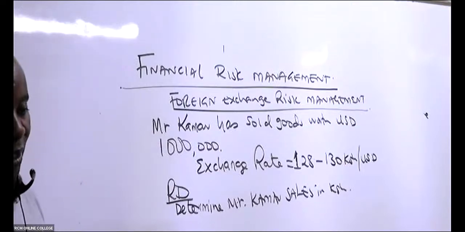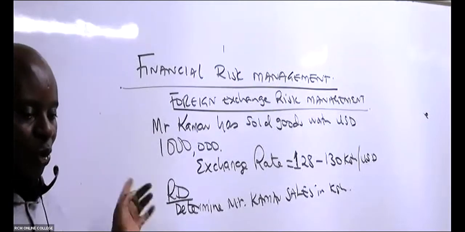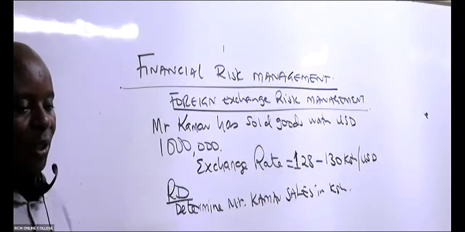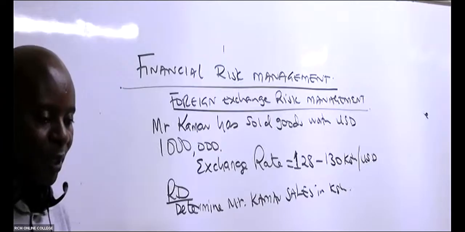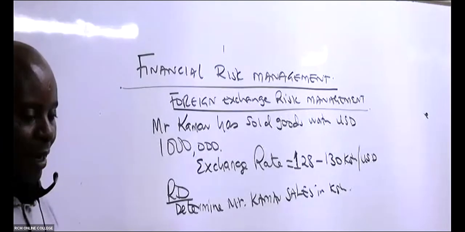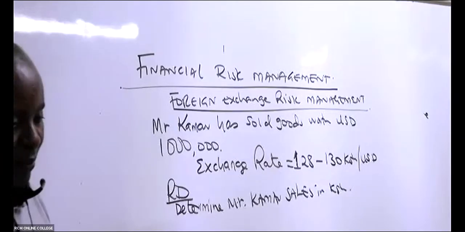Have you written this? Before I do the introduction to this topic, I want us to solve this question. Mr. Kamau has sold goods worth US dollars 1 million. Exchange rate given there is 128 to 130 Kenya shillings per US dollar.